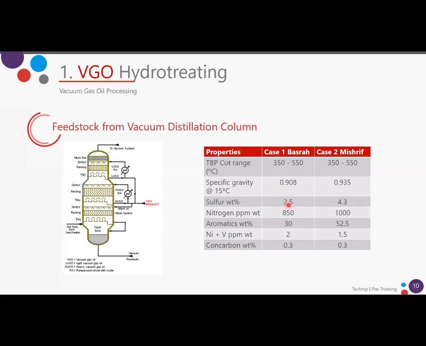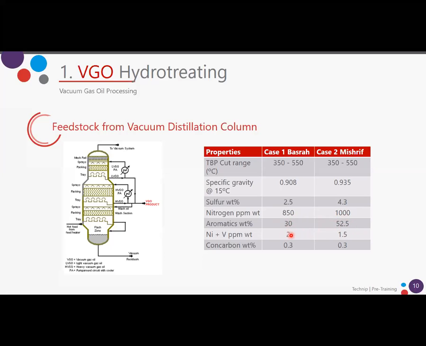We have 2.5% of sulfur in this stream for case 1 and 4.3% of sulfur. So it is quite an important quantity of sulfur. We have also nitrogen, 850 ppm, and here 1000 ppm. We have aromatics in the feed, about 30% for case 1 and about 52.5% for case 2.